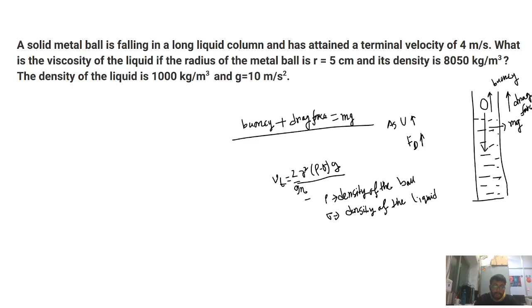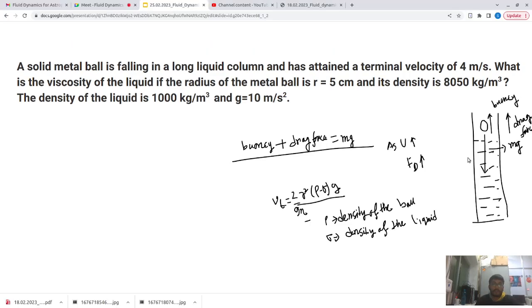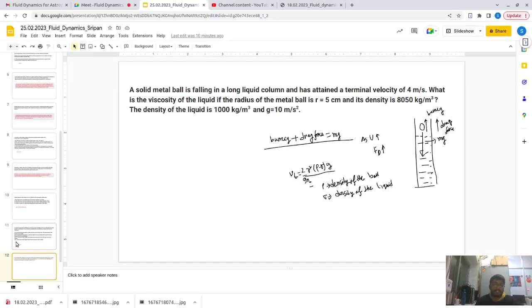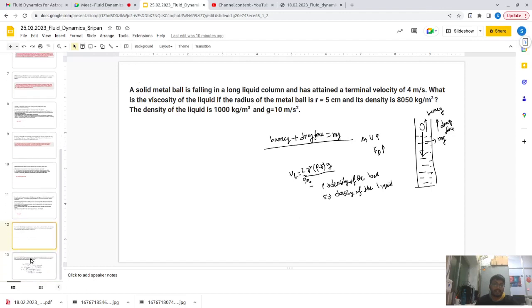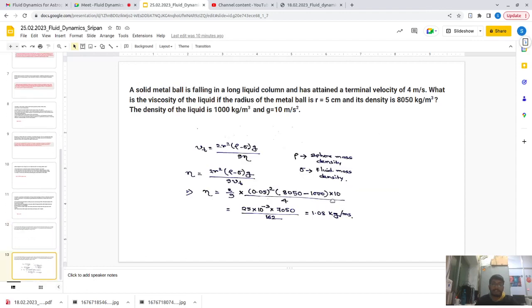I'm getting 96,000 something value, 96,056.25. It's a very big value, I think. I was getting 1.08 something. I don't know whether it is correct. Oh, it's 5 centimeter. Oh, yeah, I did not convert that. Right, that should be 0.05 meters.